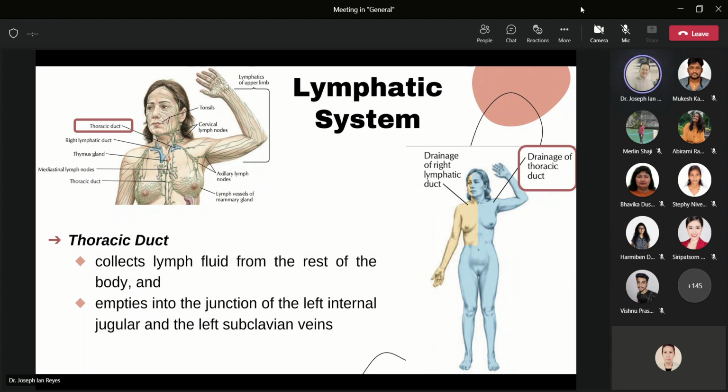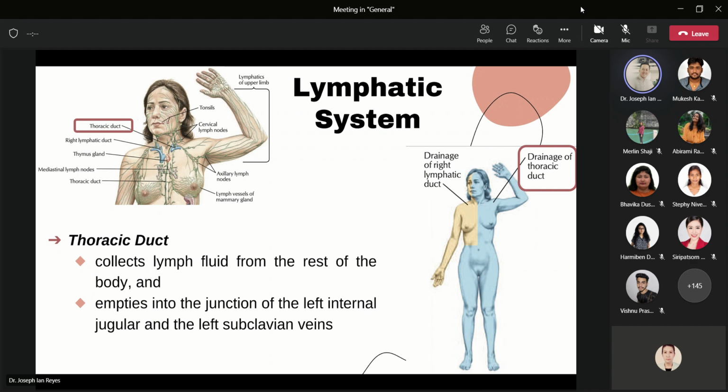So again, your right lymphatic duct: right side of the head, neck, thorax, right upper limb, and it empties into your right internal jugular and right subclavian. Your thoracic duct empties into the junction of your left internal jugular and left subclavian.